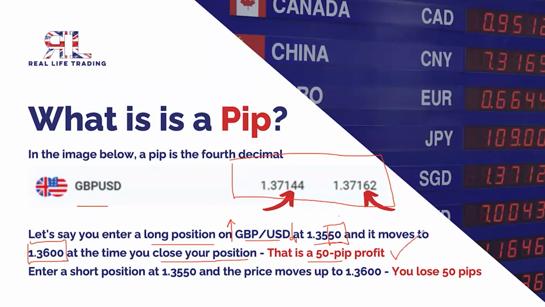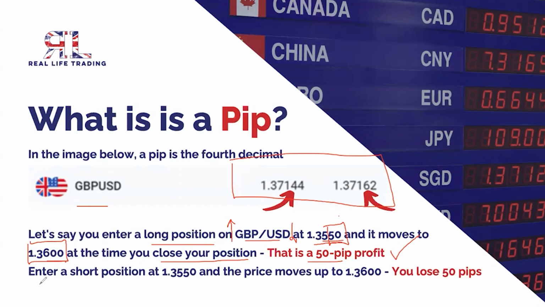Okay. And you can see it's gone from 550 to 600. So that's 50 quid or 50 pips, sorry, not 50 quid. So it's a 50 pip profit. Okay, so we're now up 50 pips, which is a great trade.